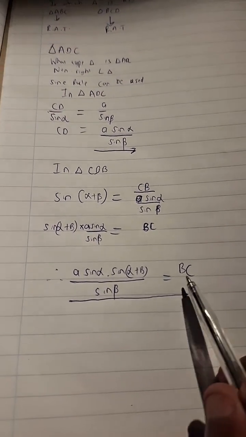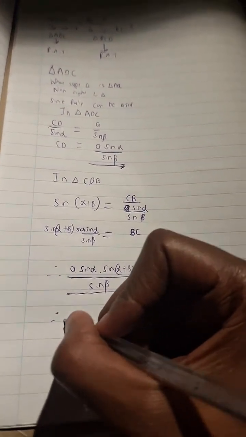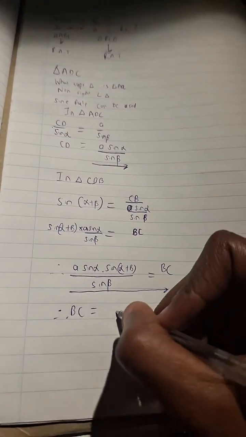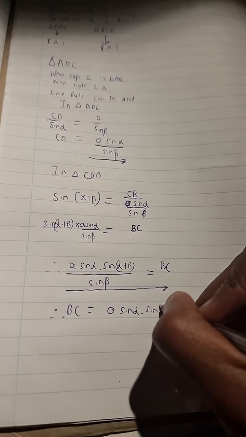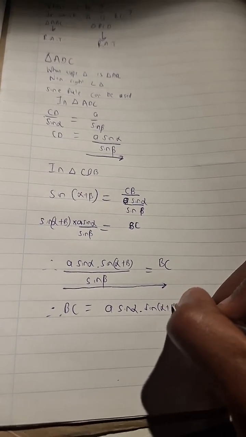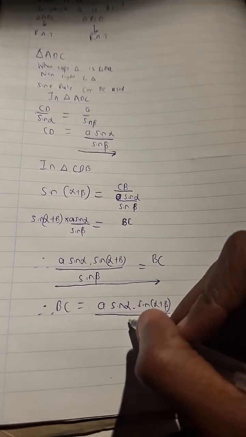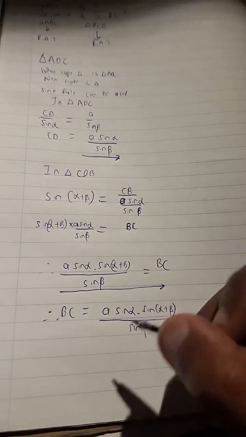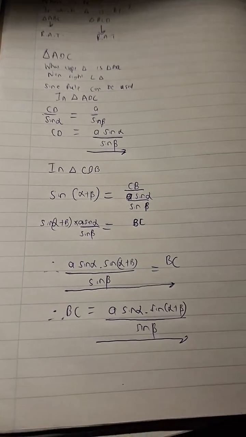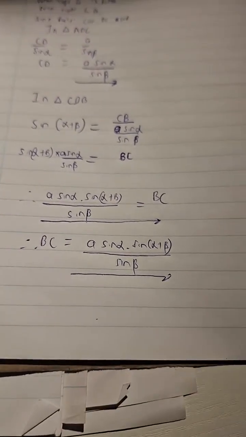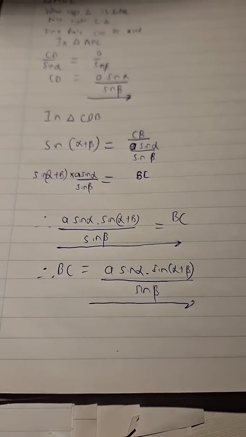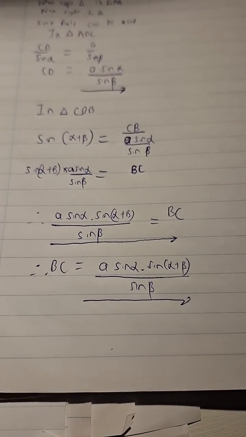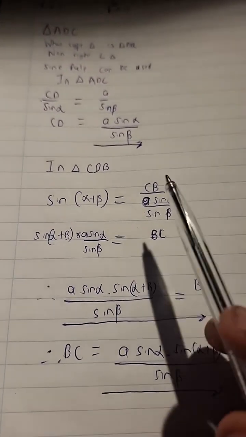Okay, so the length of BC is in actual fact A sine alpha plus beta over sine of beta. That would be my answer. Done and dusted. Okay, what looks complicated is actually not that complicated in actual fact.